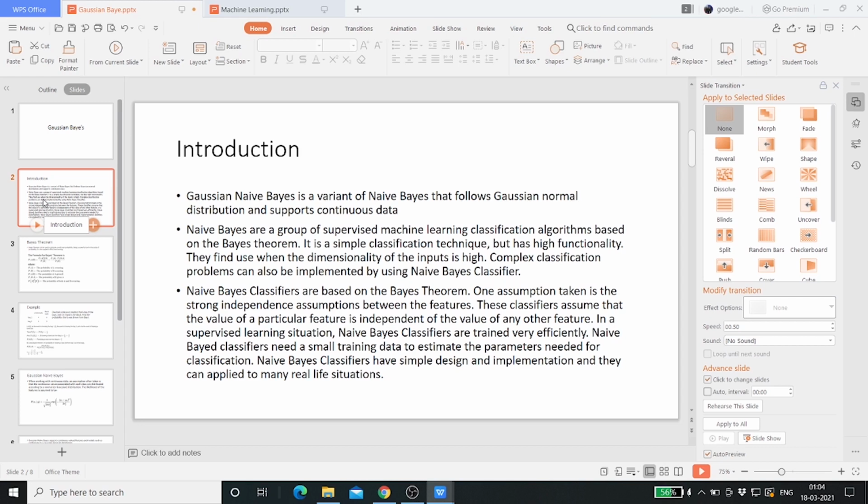In a supervised learning situation, naive Bayes classifiers are trained very efficiently. They require a small training data set to estimate the parameters needed for the classification. So they have a simple design and can be implemented in a wide range of varied real life situations.